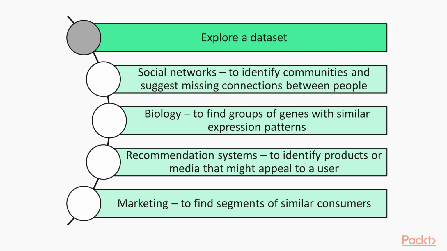Clustering is commonly used to explore a dataset. Social networks can be clustered to identify communities and to suggest missing connections between people. In biology, clustering is used to find groups of genes with similar expression patterns. Recommendation systems sometimes employ clustering to identify products or media that might appeal to a user. In marketing, clustering is used to find segments of similar consumers.